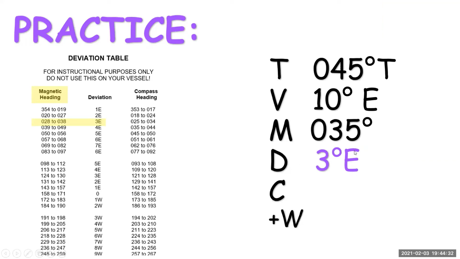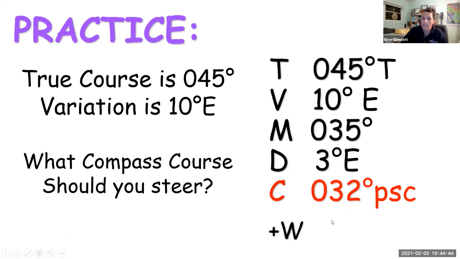Our sign here is east, and we're going to be adding west, so we have to subtract east. So I get a compass course of 032 per standard compass, per ship's compass, PSC. So if I want to go on a true course of 045 and I'm steering on my boat using the magnetic compass, I'm going to steer 032.